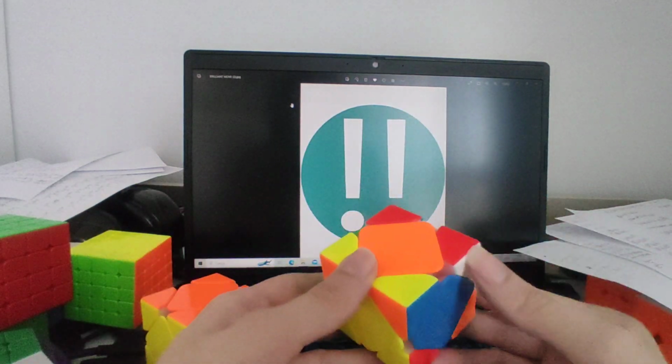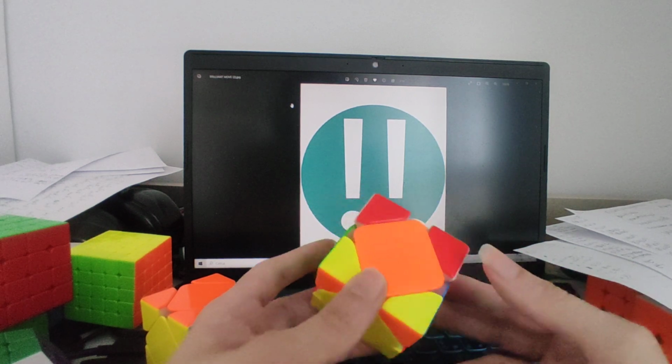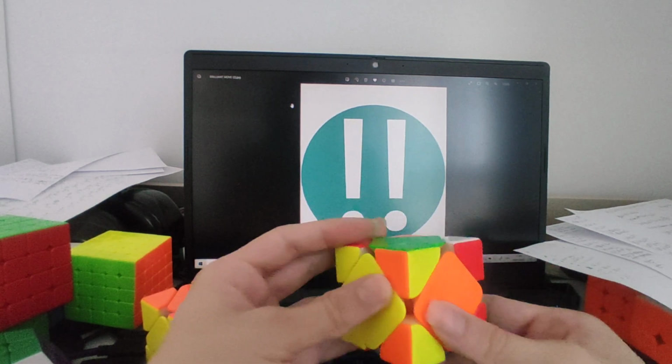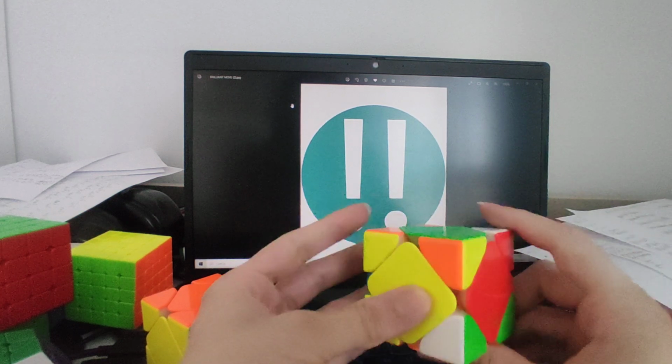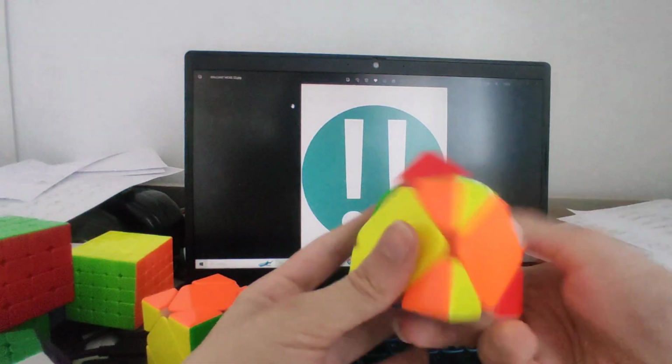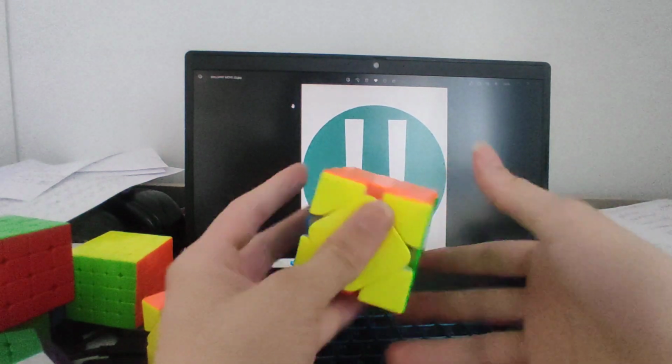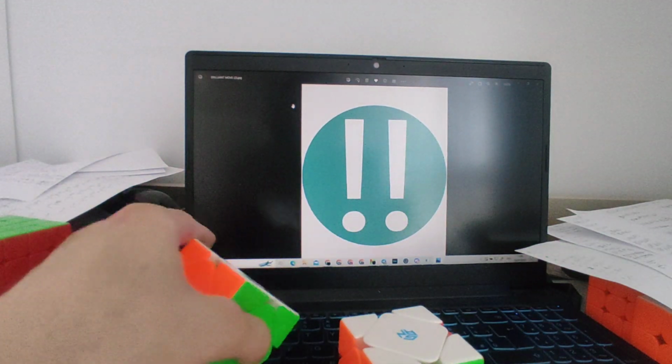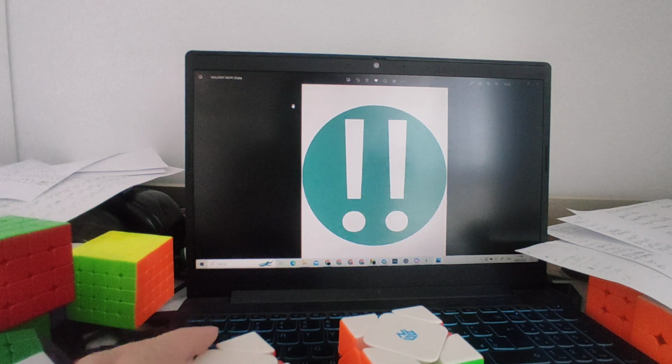This was a bit more difficult. So here it's actually just the moves: big B, small r prime, big B prime, and then you get this case. So again, yeah, the U case is not particularly fantastic.